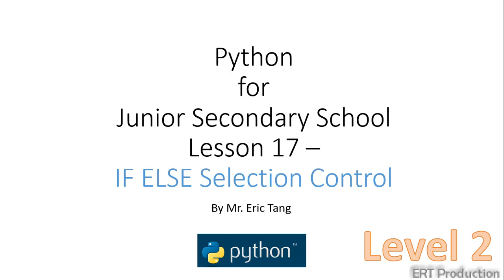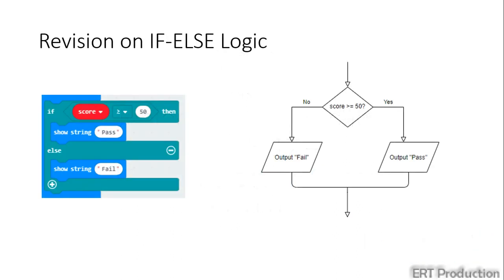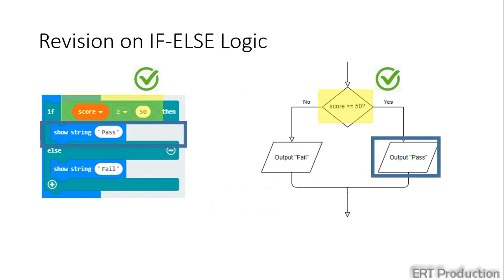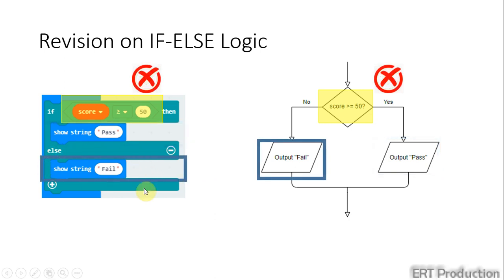We'll talk about the if-else selection control in Python. Let's look at this program written in blocky programming. If the comparison here is true, that is, the score is greater than or equal to 50 marks, the program in the if block here will be executed and the output is the word pass. Otherwise, the program in the else block here will be executed and the output is the word fail.